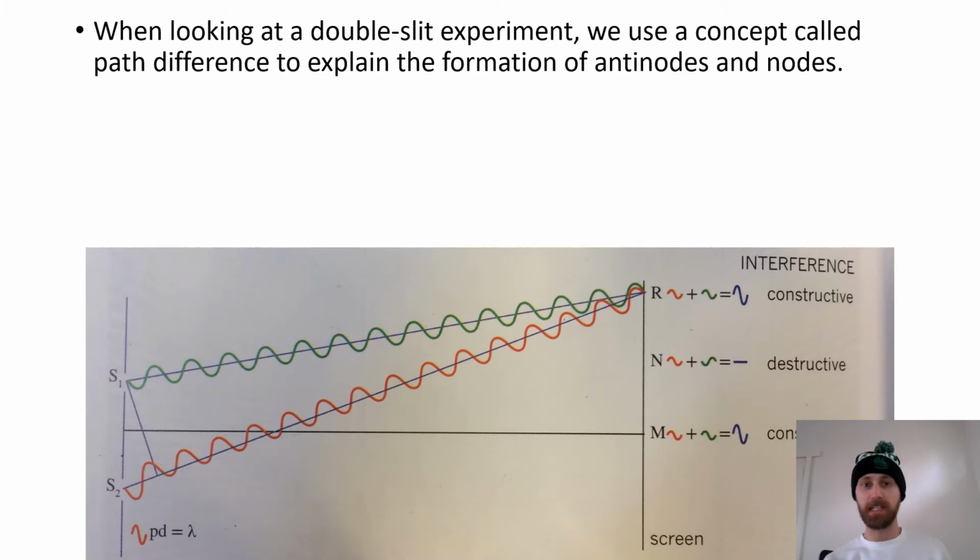So when we look at the double slit experiment, we use a concept called path difference to explain the formation of antinodes and nodes. So you can hopefully by now understand a bit about why we get those antinodes and those nodes. We're going to use path difference to help explain where we get those bright and dark bands.